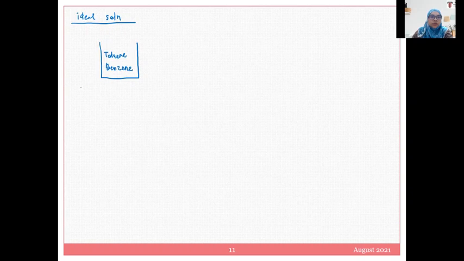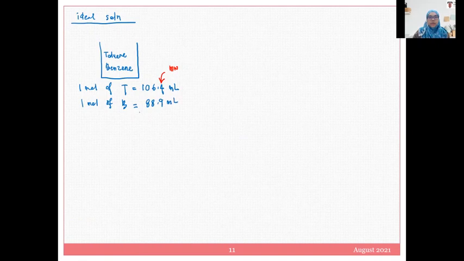Okay, let's take a look at the other example. How about comparing the ideal solution and the non-ideal solution? Let's consider a beaker containing toluene and benzene. One mole of toluene is equivalent to 106.4 mL, based on the molecular weight, so I consider that the volume is based on 1 mole of its molecular weight. For the other component, 1 mole of benzene is equivalent to a volume of about 88.9 mL.